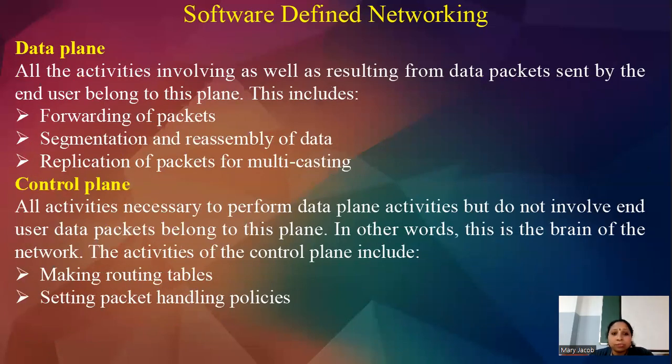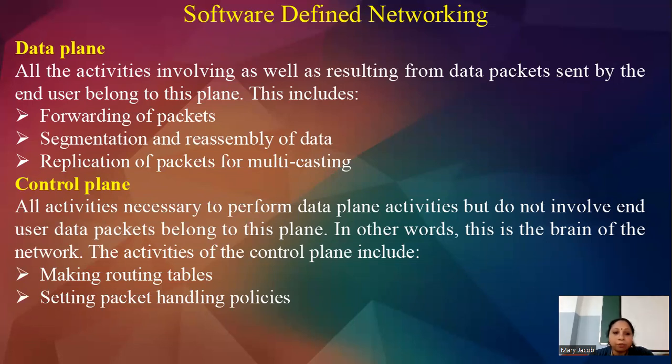The work that happens in the data plane involves all the physical devices: segmentation, reassembly at the other end, forwarding of the packets, and replication in case of multicasting. All this happens at the data plane. We need to keep in mind that the data plane is where the entire physical devices of the network reside. Previously, in traditional networking, these devices were individually controlled, but today through SDN they are controlled from a central point.